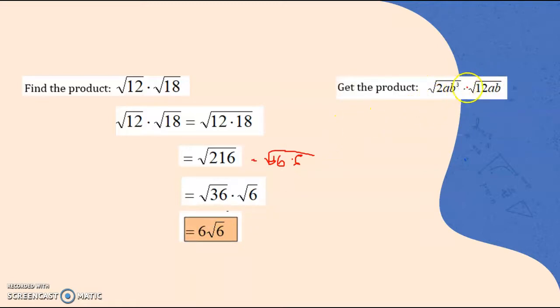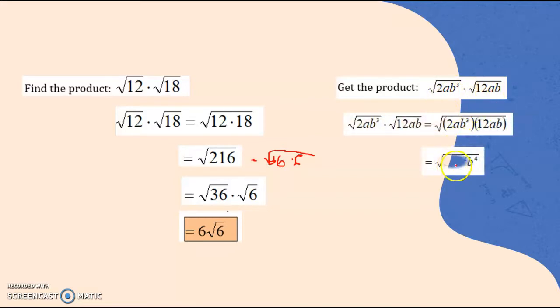Square root of 2ab cubed times square root of 12ab. So, again, similar yung index nila, no? 2. Thus, basically, you're just going to multiply the radicands. So it's going to give you 2 times 12, that's 24. A squared, a times a, and then b cubed times b, that's b to the 4th. And then, if you may recall, 24 has a factor which is a perfect square.